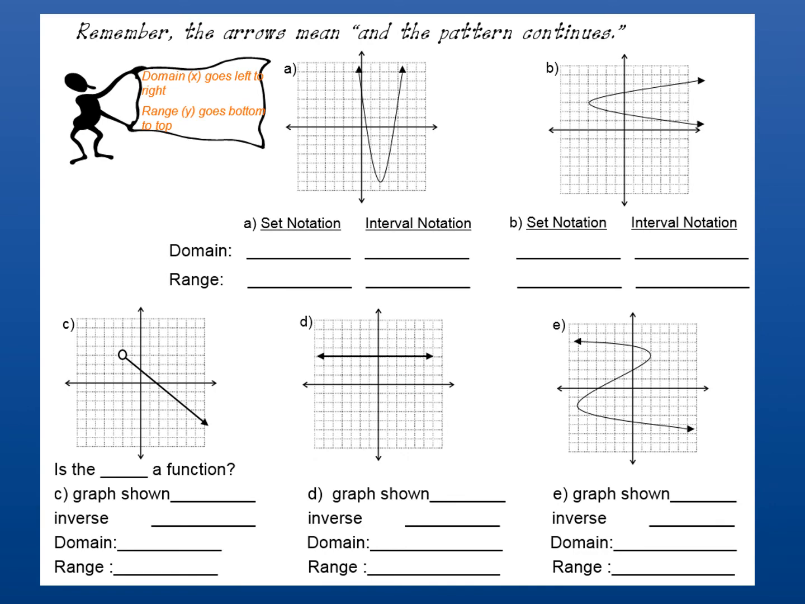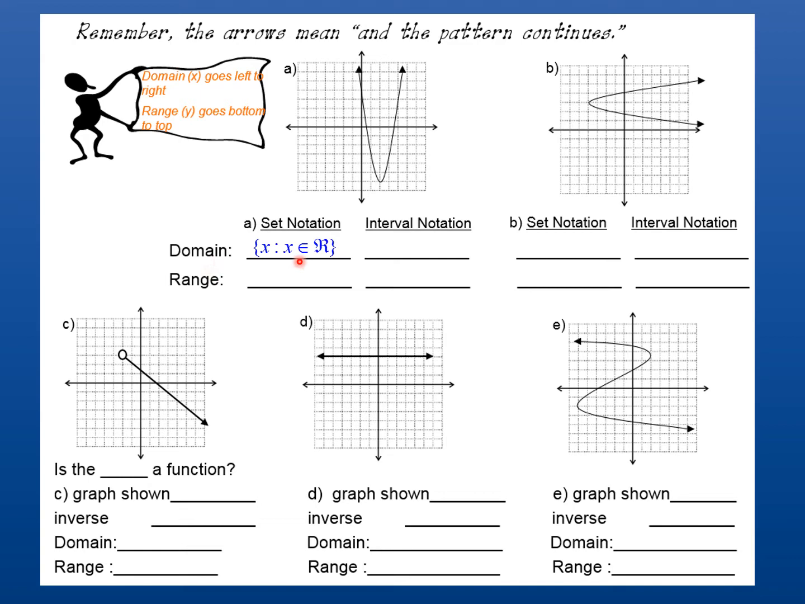We want to make sure we pay attention to the arrows in our graph. So take a look here at this quadratic. We have an arrow here, which means the pattern continues. It goes on and on and on. So what we're going to do is find the domain and range. All right, so here we go.